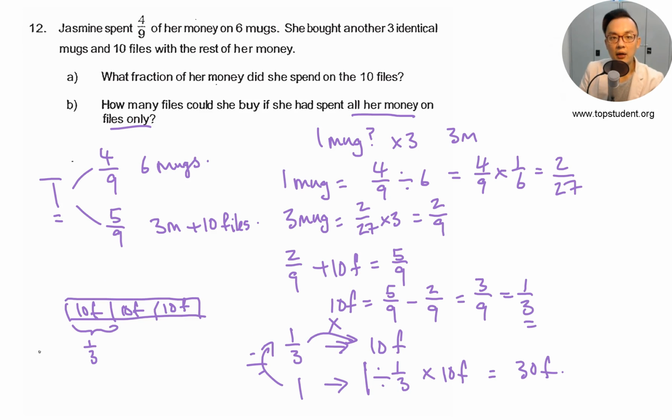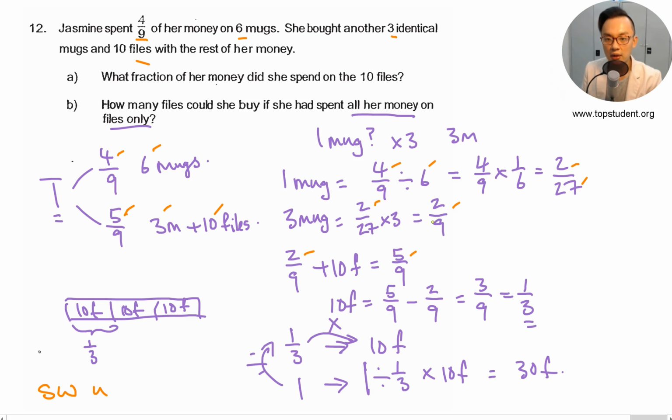So let's check now. So I have my substitution, make sure I got it correct. 4/9 is 4/9, 6 mugs is 6 mugs, 3 identical mugs, and 10 bowls with the rest of the money. 9 minus 4 is 5, so 5 is correct. So 1 mug is 4 over 9 divided by 6, 4 over 9 divided by 6, that's correct. I copied all the answers correctly. 3 mugs is 2 over 27 times 3, 2 over 27 times 3, that's correct. 2 over 9 is correct. 2 over 9 plus 10 bowls equals to 5 over 9, correct.